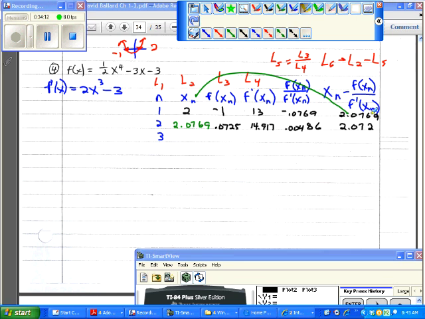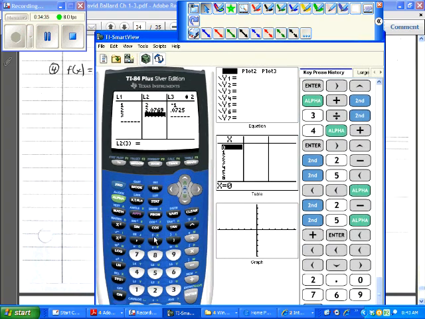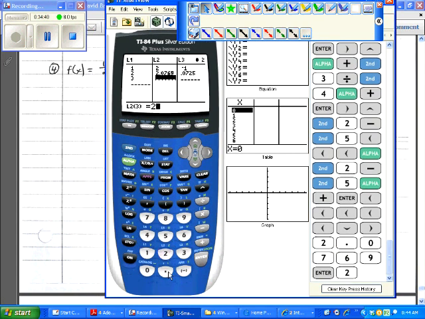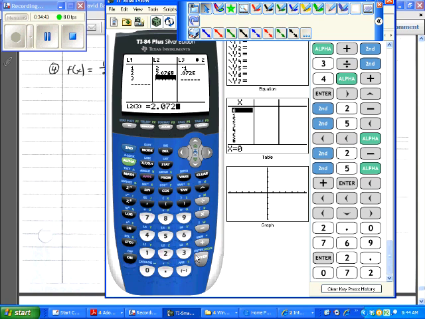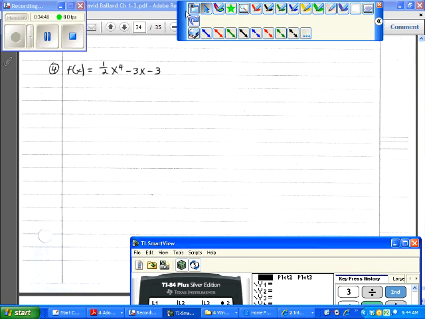Now, at this point, you can see that we're off by 4 thousandths. We want to be off by 1,000th, right, or less. And so we need to go another round. So we're going to have 2.072 as our third input. 2.072. So we come back in to our L2. 2.072, enter.